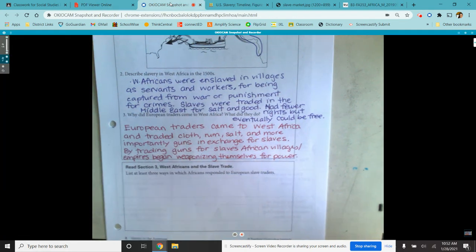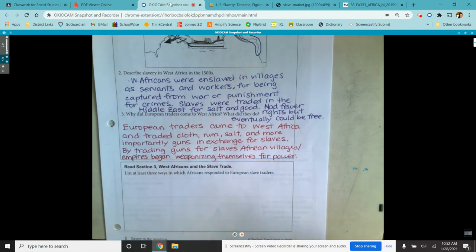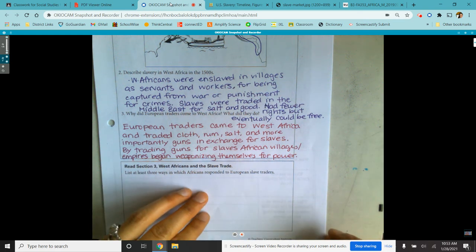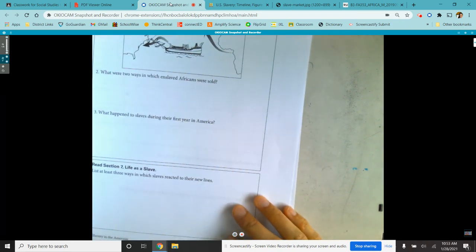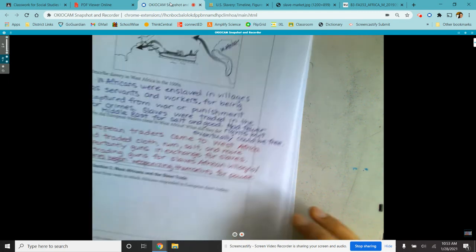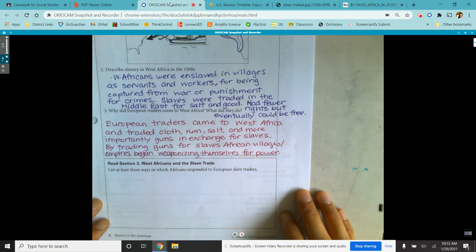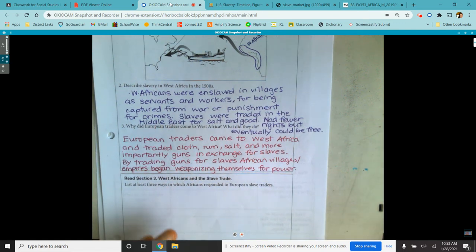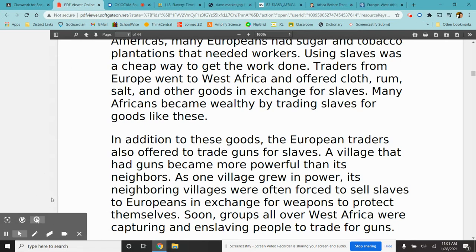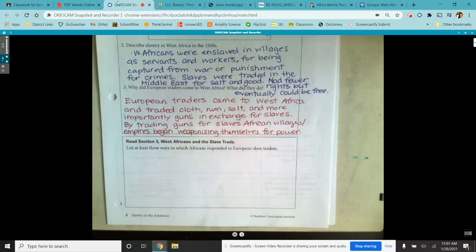All right, so European traders came to West Africa and traded cloth, rum, salt, and more importantly, guns in exchange for slaves. By trading guns for slaves, African villages and empires began weaponizing themselves for power. All right, so I'm going to pause it here. Make sure you write that down. All right, so before we wrap up our lesson, I just want to show you this quick little video that kind of summarizes everything that we just read.